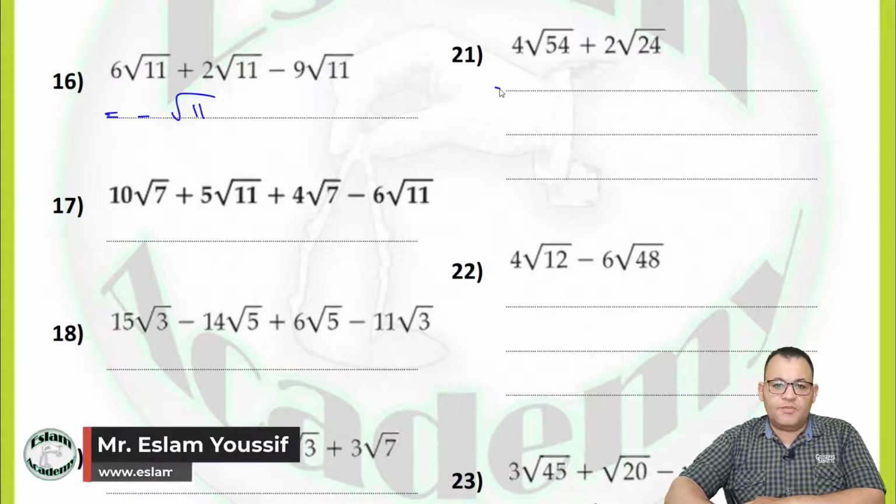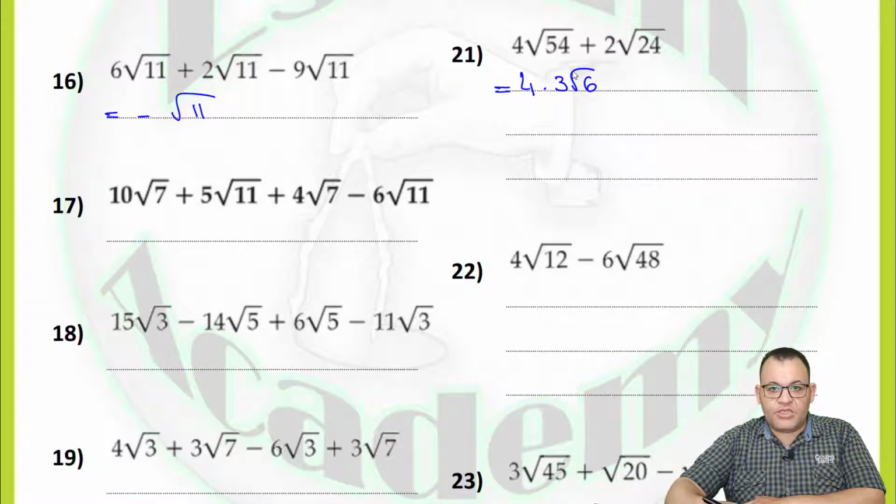4 root 54 plus 2 root 24. At the first, we need to simplify. Write 4. The square root of 54 equals 3 root 6 by using factorization or by using a calculator. Plus, write 2. The square root of 24 equals 2 root 6. So the answer now will be 4 times 3 equals 12 root 6 plus 4 root 6.